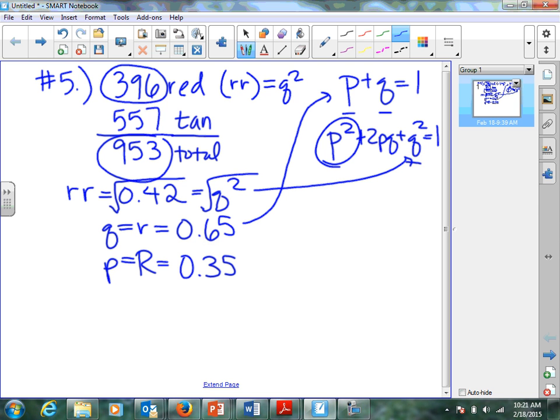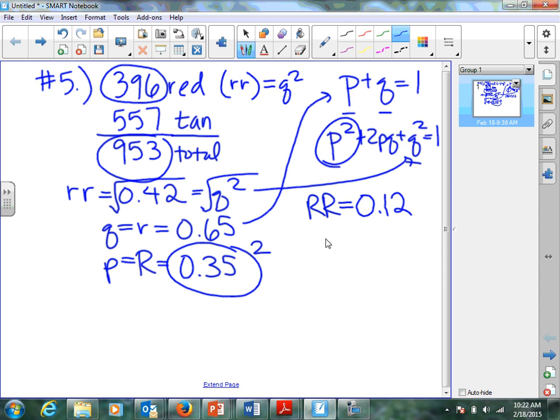Okay, so if I want to do big R, I come back down and I look at this number here, and this is p. So essentially, I just square it. And so I can get big R, if I square that, is 0.12.